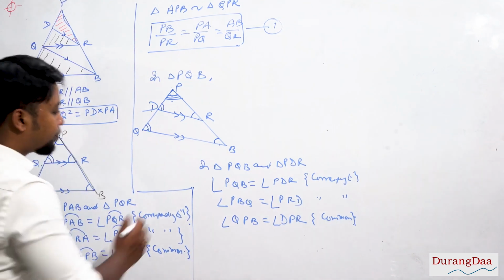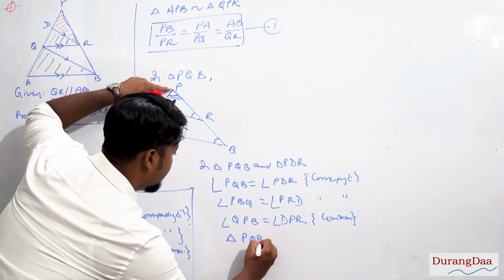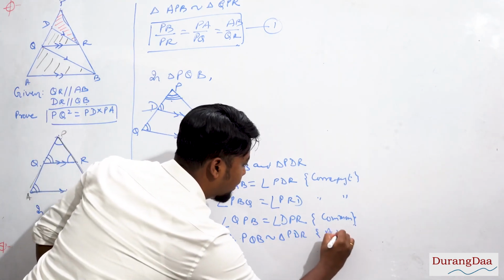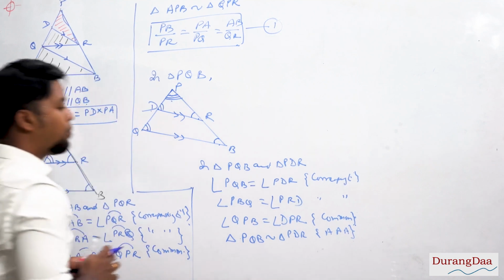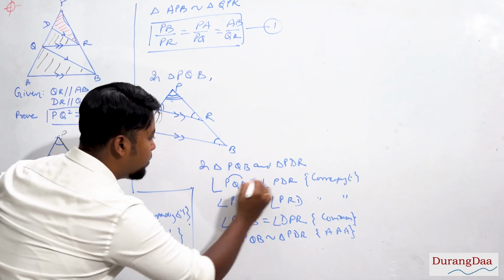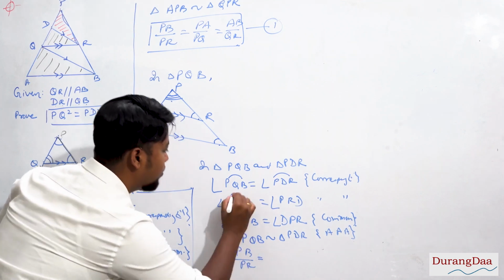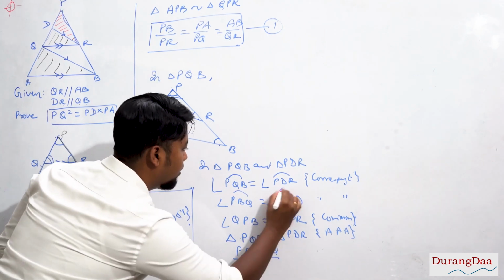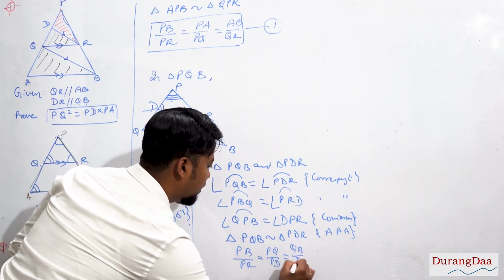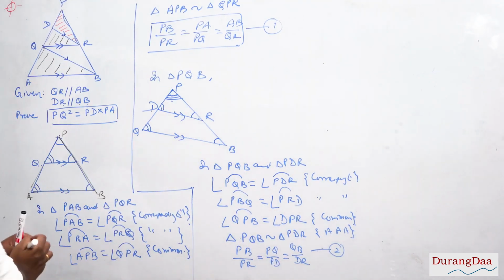Now triangle PQB is similar to triangle PDR by angle, because through angles we have proved them similar. So once you have got this, it is easy to write the ratio: PB by PR equals PQ by PD equals QB by DR. Mark it as equation number 2. No problems there.